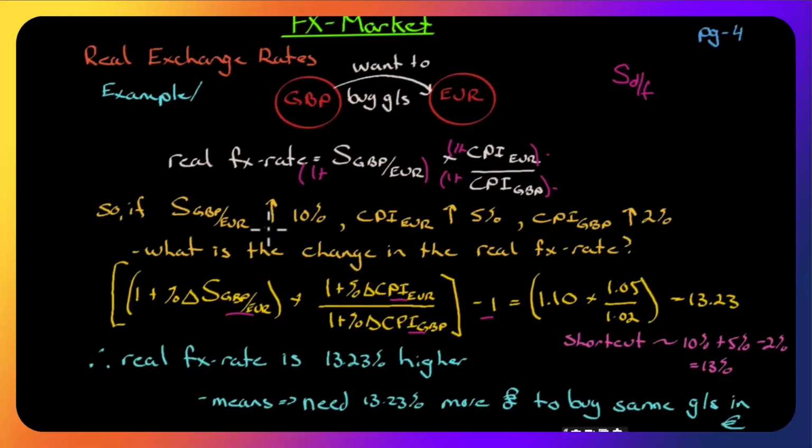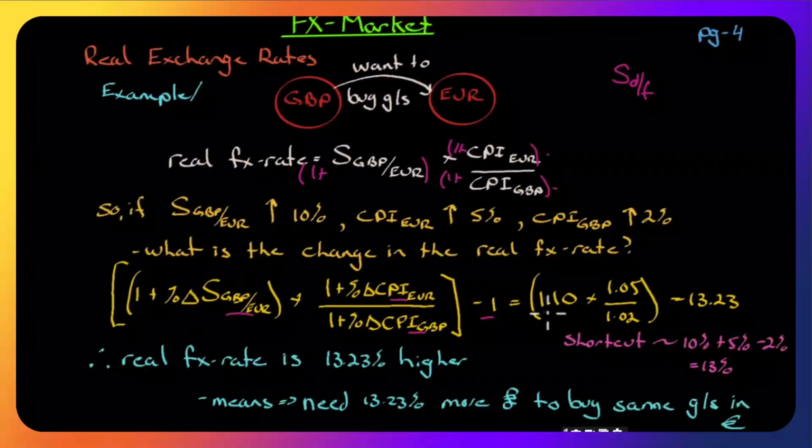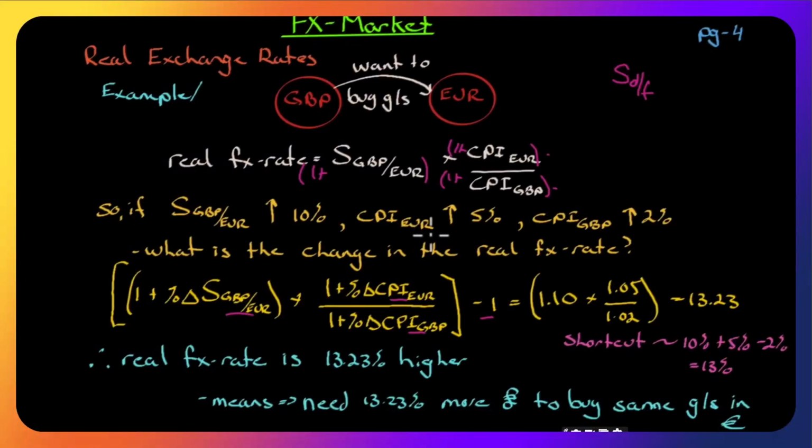So what did we say? The exchange rate went up 10%. So the percentage change in the spot rate is 10%, so it's 1.1 times CPI in the euro went up 5%, 1 plus the percentage change, 1.05, over 1.02 equals 1.1323. So the real exchange rate increased by 13.23%.